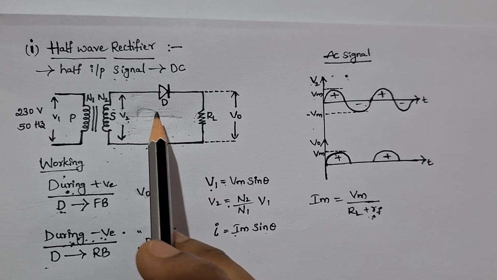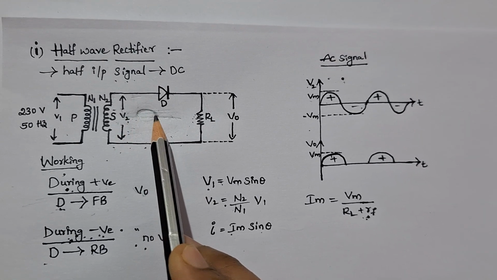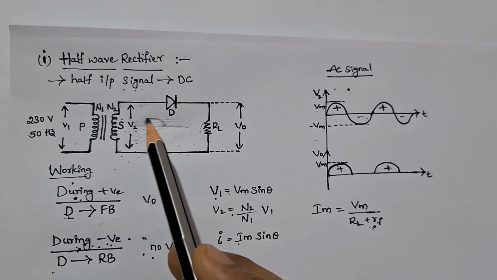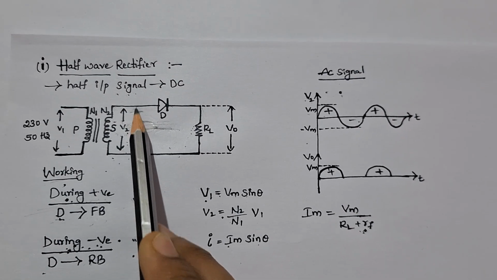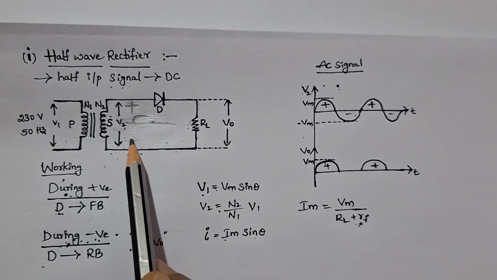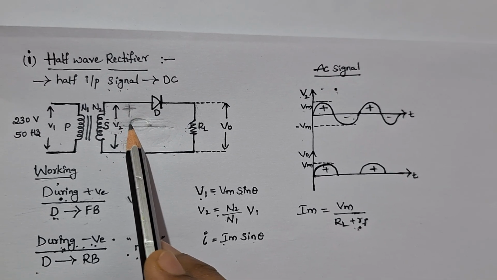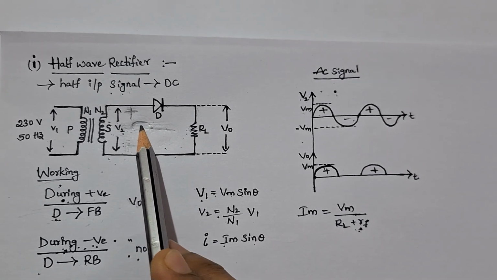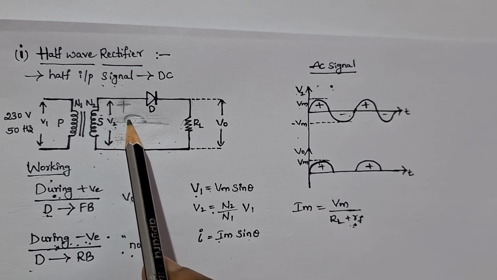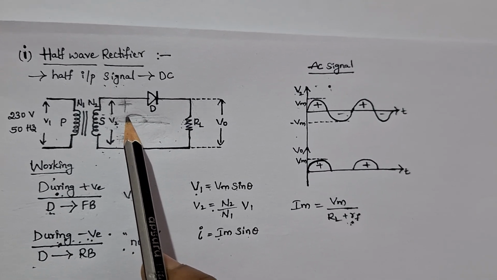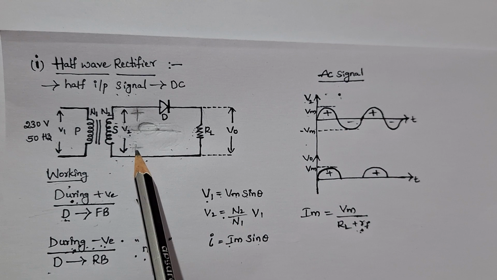This is the polarity across V2. At V2 there will be a positive half of the input cycle and a negative half of the input cycle. This is the positive and this is the negative polarity across V2. The two terminals of V2, or the two terminals of the secondary of the transformer, will be positive and negative.